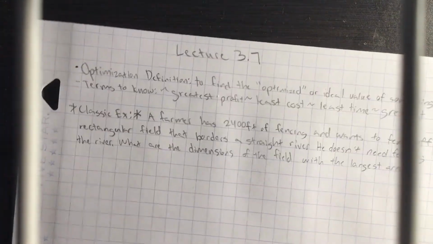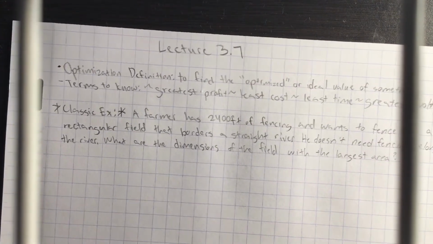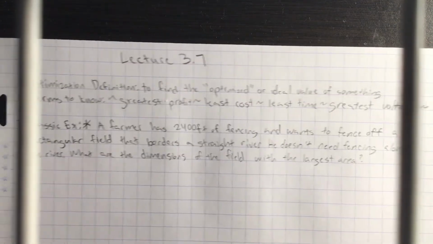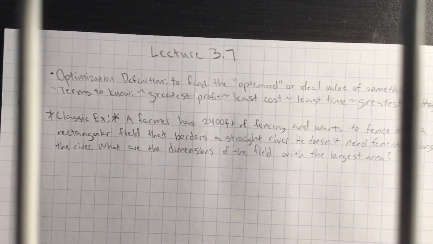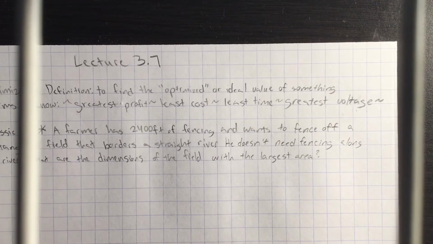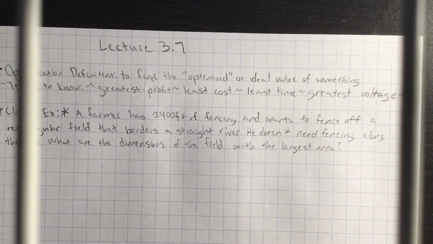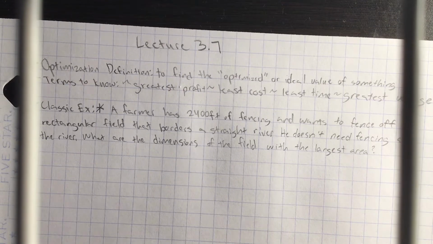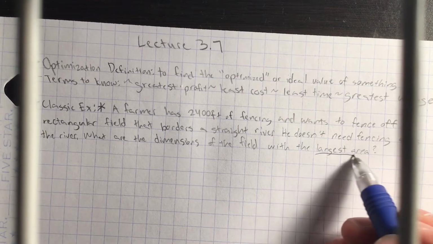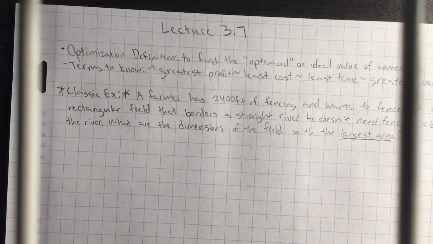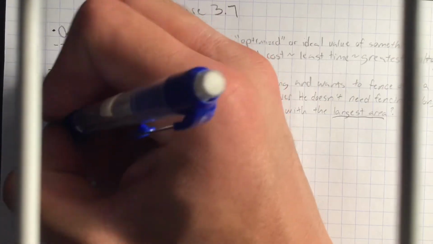So, a farmer has 2,400 feet of fencing and wants to fence off a rectangular field that borders a straight river. He doesn't need fencing along the river. What are the dimensions of the field with the largest area? So there's our keyword right there, largest area. So that's what we need to find out. So on to the solution.